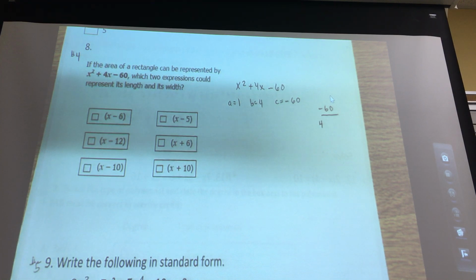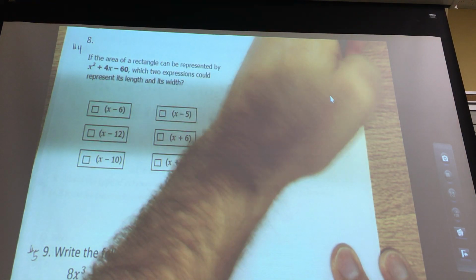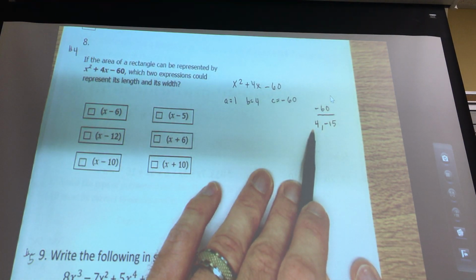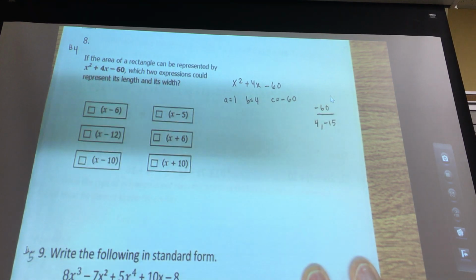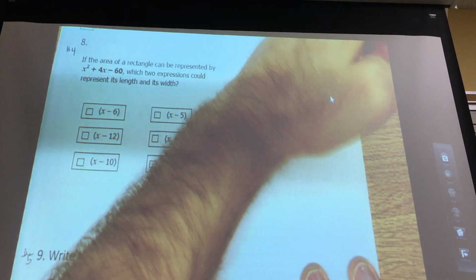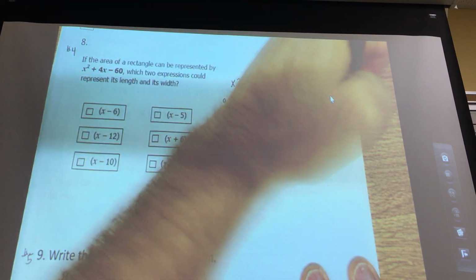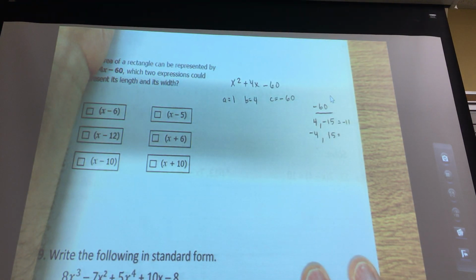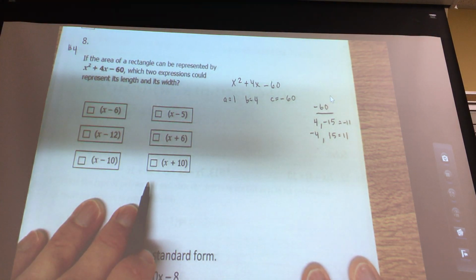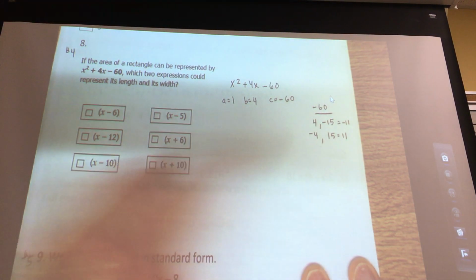Well, 4 times 15 is 60, so we would have 4 and negative 15. Well, that does not add to be 4, so that will not work. So we will do negative 4 and positive 15. 4 and negative 15 is negative 11, by the way. So negative 4 plus 15 is going to be positive 11, so that doesn't work either. I didn't need to do 4, though, because it's not even over here.